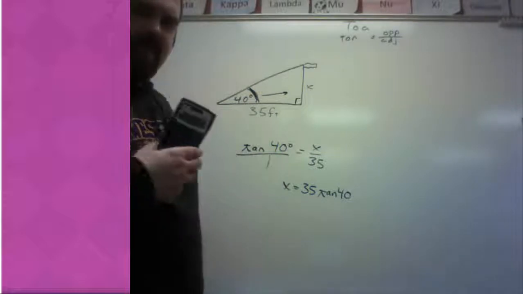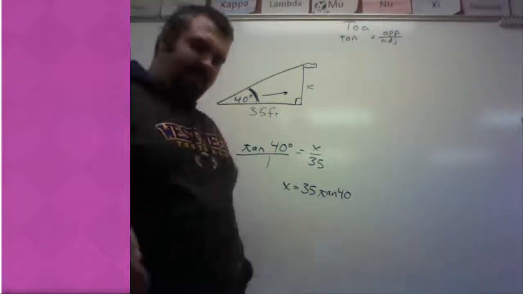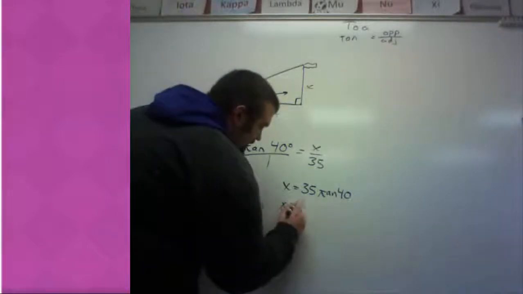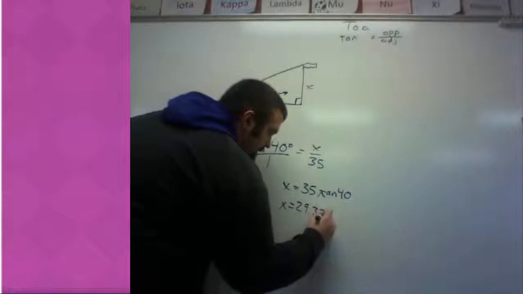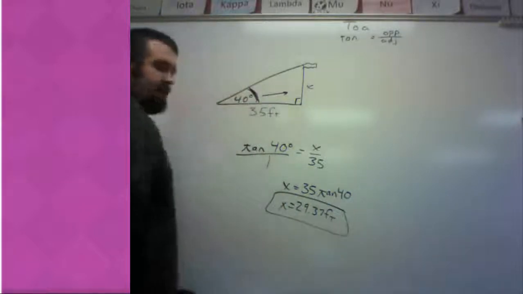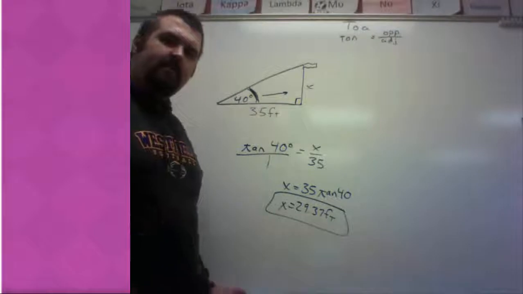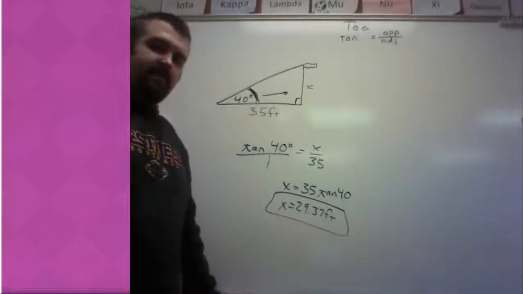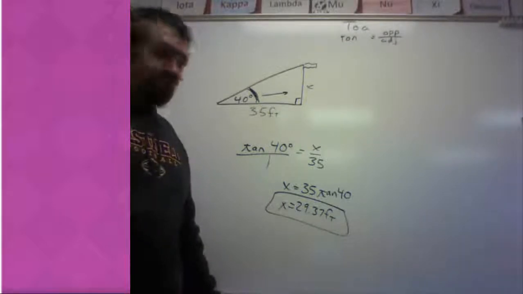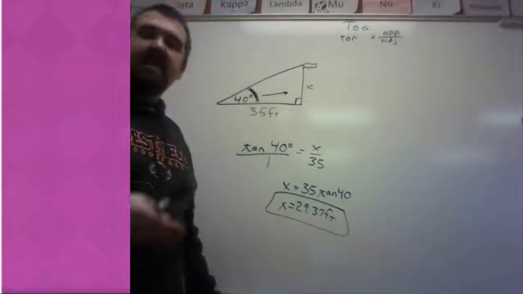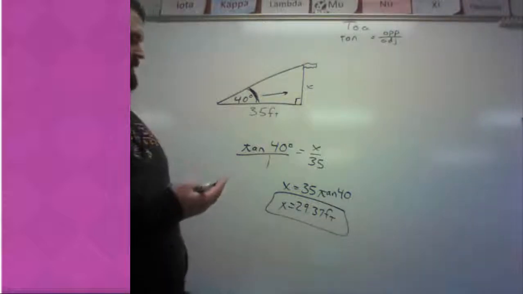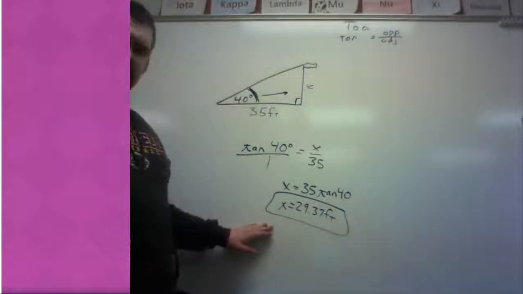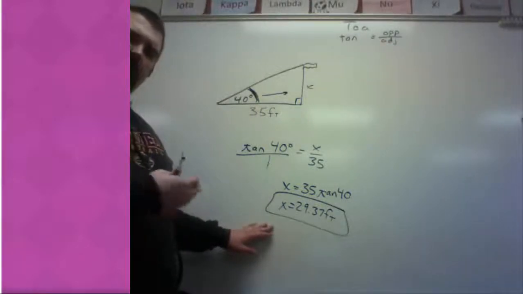Now, some of your calculators are different. If you do not get 29.37 here, so x is 29.37 feet. That's the height of the flagpole. If you don't get that number, you did something wrong. Or you have a different calculator. If it's the second option, that's pretty easy to fix. Show Mr. H, he'll tell you how to use a calculator. If it's the first problem, well, that's a little bit harder to fix. What you're going to need to do is see me. I'll help you through the problem.